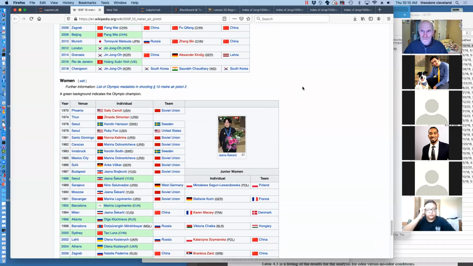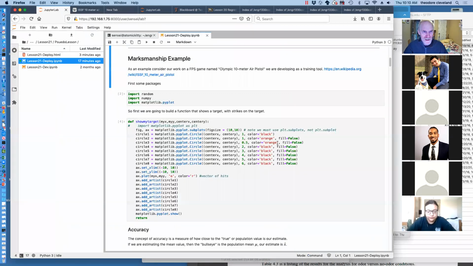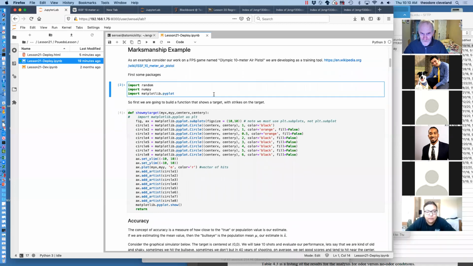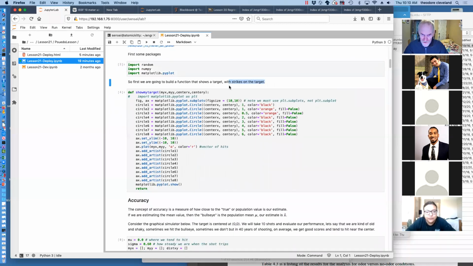So as part of our training mission, we're going to build a training tool. And to get started, here's our training tool. Since we are skilled Python programmers at this point, we know to import everything that we can think of. And so we'll import random, NumPy, and matplotlib. And next, we're going to build a function. And this function is called showMyTarget.